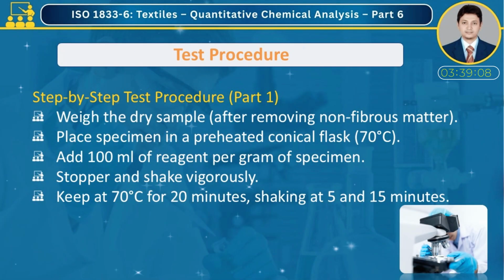Test procedure. Begin by weighing the clean, dry specimen after removing any non-fibrous matter. Place the specimen immediately into the preheated conical flask maintained at 70 degrees Celsius. Add 100 milliliters of the prepared reagent for each gram of specimen. Stopper the flask securely and shake it vigorously to ensure complete wetting. Maintain the temperature at 70 degrees Celsius for 20 minutes, shaking the flask again at approximately 5 and 15 minutes.